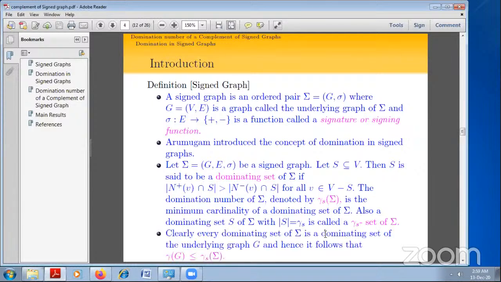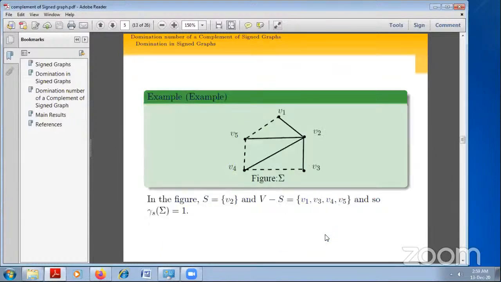Clearly, every dominating set of sigma is also a dominating set of the underlying graph G, and hence it follows that gamma of G is less than or equal to gamma S of sigma. This is an example. This graph is called the signed graph. Signed graph means the dotted lines are called the positive edges and the dashed lines are called the negative edges. So this is a signed graph.